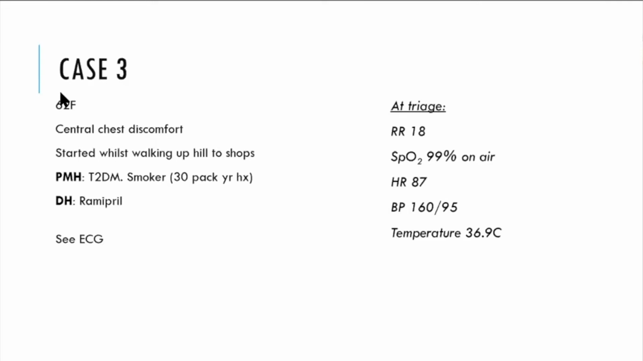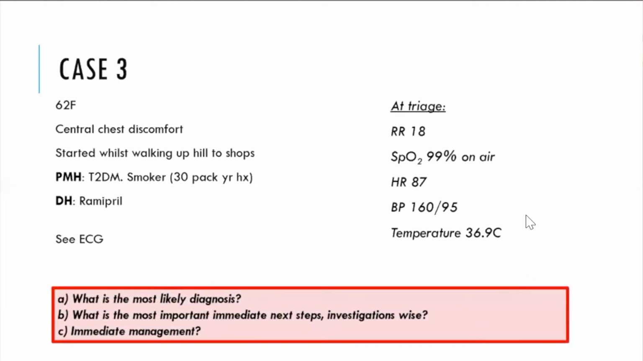So case 3, a 62-year-old female, central chest discomfort. It started whilst they were walking up the hill to the shop, so there's an exertional element. They're quite stable in terms of their observations, but they have a couple of cardiovascular risk factors. They have a 30-pack-year history of smoking, so quite heavy smoker, and type 2 diabetes. And I also included an ECG to make things slightly easier.